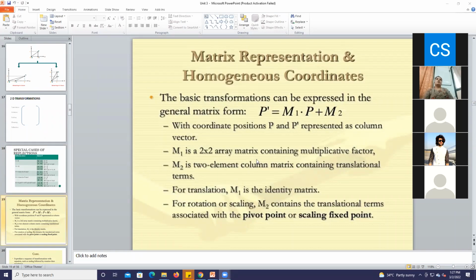Okay. So next is matrix representation in homogeneous coordinates. So what is homogeneous coordinate system?